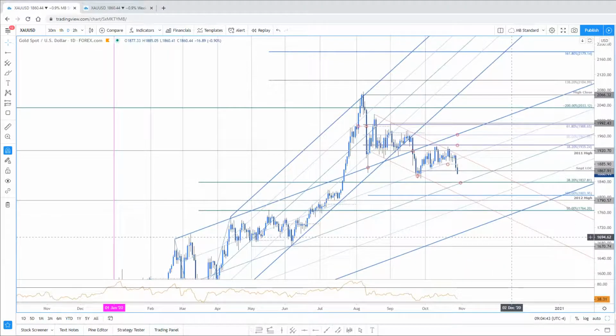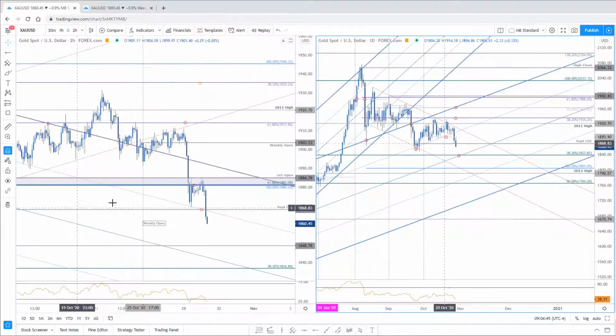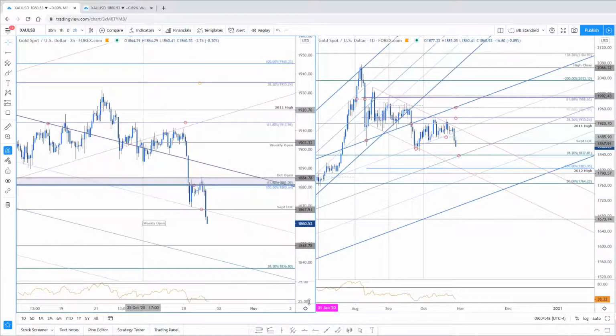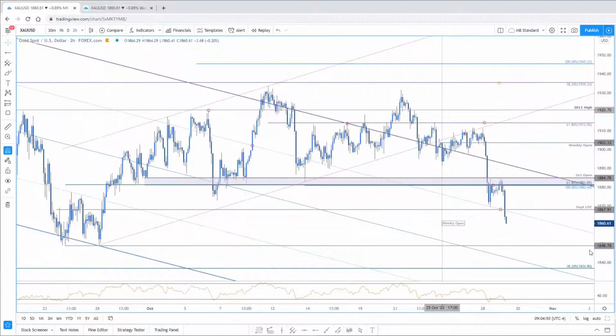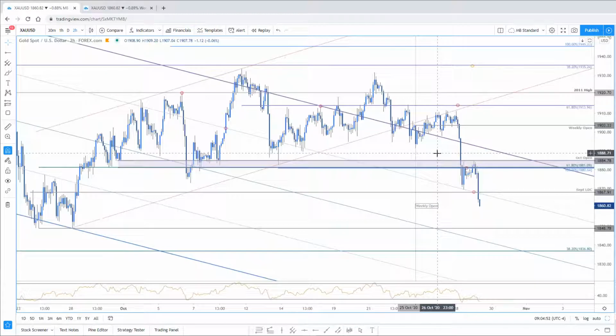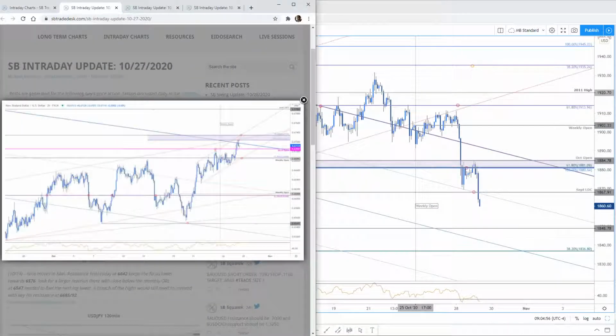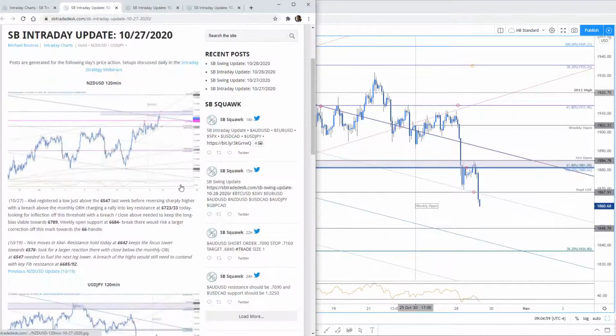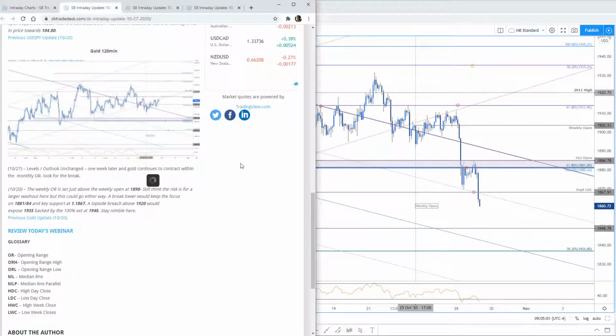All right. So man, I just hope some of you caught this. I know a lot of you in this room are big gold traders, so this is something to look for. 1867 was the first soft target that we noted. We broke through that. So at this point, here's the last gold update.